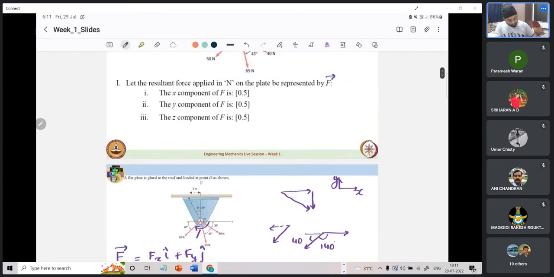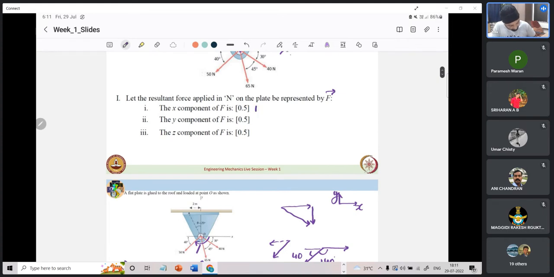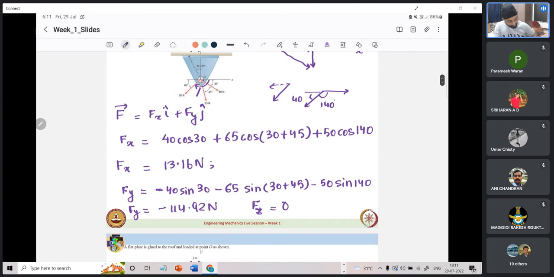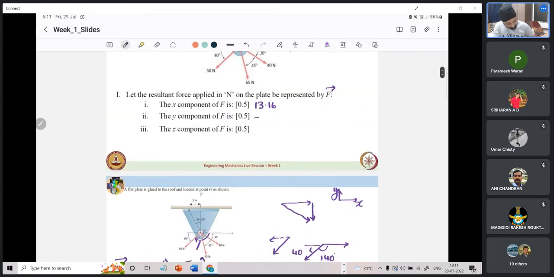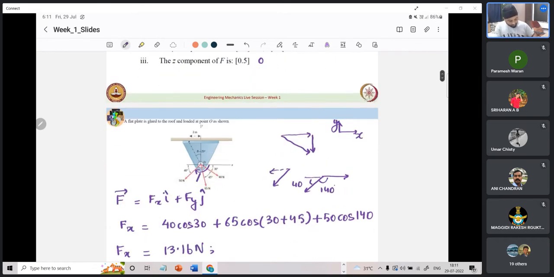So what did we get? 13.16. What have we got as the y component? Minus 114.92, and the z component is 0. So I hope this is clear.